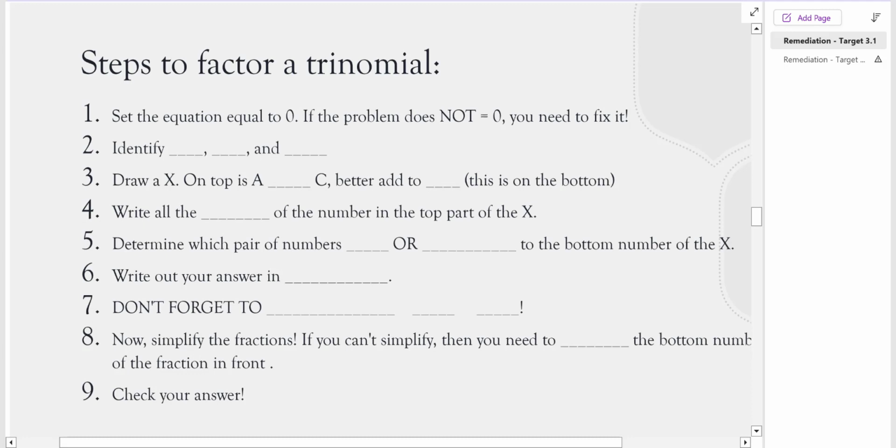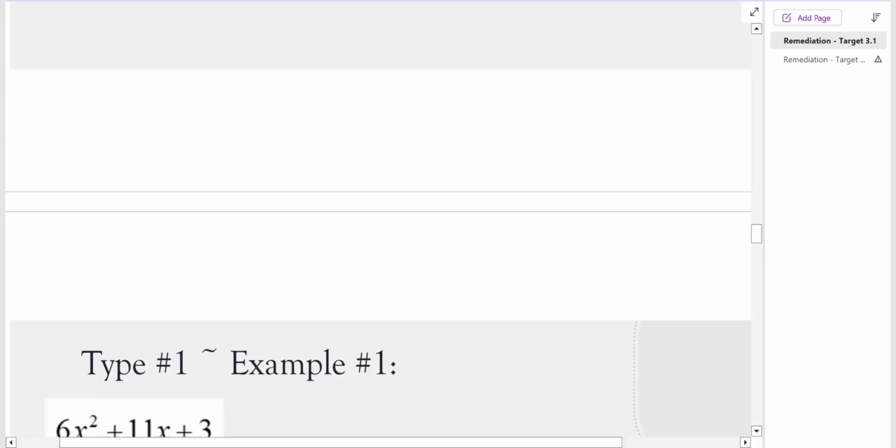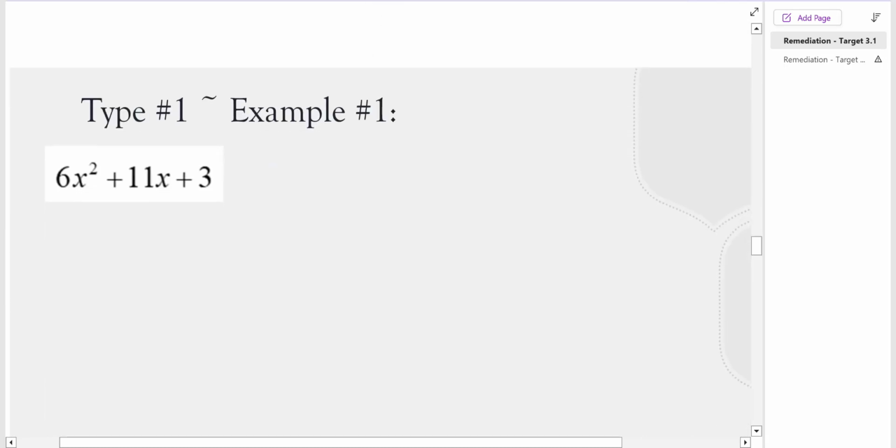These are the steps. I know it looks like a lot of steps. Once you get the hang of it, you won't even have to think about these steps, but we are going to fill out the blanks right now so that you can reference this when you're doing your practice problems at the end of this video. So the first thing that you need to do is step number 1 is to set the equation equal to 0. If the problem does not equal 0, you need to fix it, okay? In this case, both problems that we're doing today, technically they're equal to 0. Now you don't see an equal 0, but you could easily write it right here, okay?